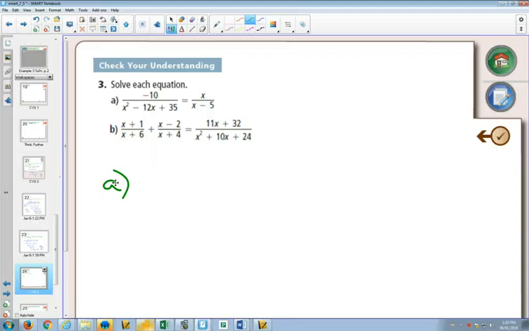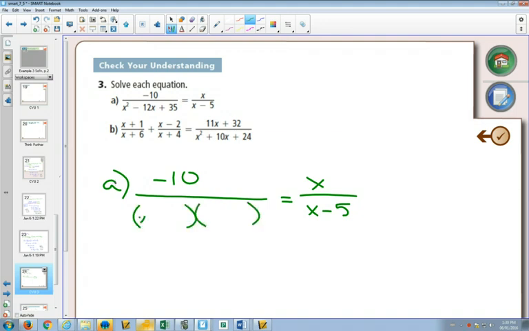So again, the first thing that we do in any of these questions that are rational equations, we look and see if we can factor anything. And it looks like the bottom of that first fraction can probably be factored. X squared minus 12x plus 35. Well, it would have to be x and x.